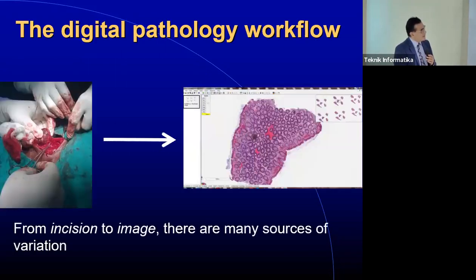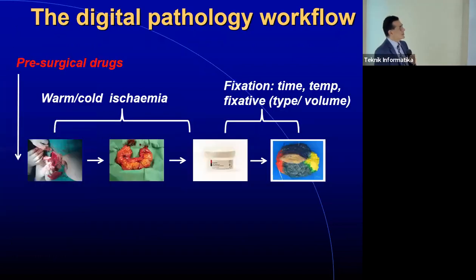So this is the patient, and let's use an example of a cancer, right? So this is the cancer being taken out of the body, and this is an image of that cancer here. So this is our primary data source. And we're going to be extracting the data from this. It's just basically an image. But from the first incision that the surgeon makes, to getting to this point here where you have your image, from incision to image, there are many sources of variation, right? And the reason for that is because of the pathway that the tissue takes. Let's have a look at the tissue pathway.